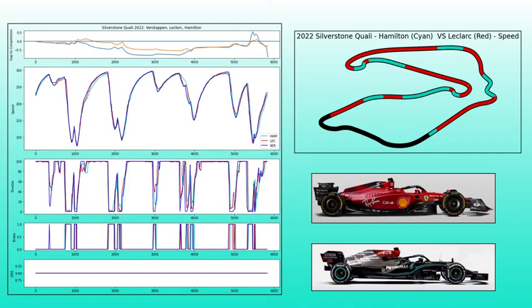Just kind of barely falling behind around 1,500 meters, and then again at the end. Past like 5,500 meters and through the end.